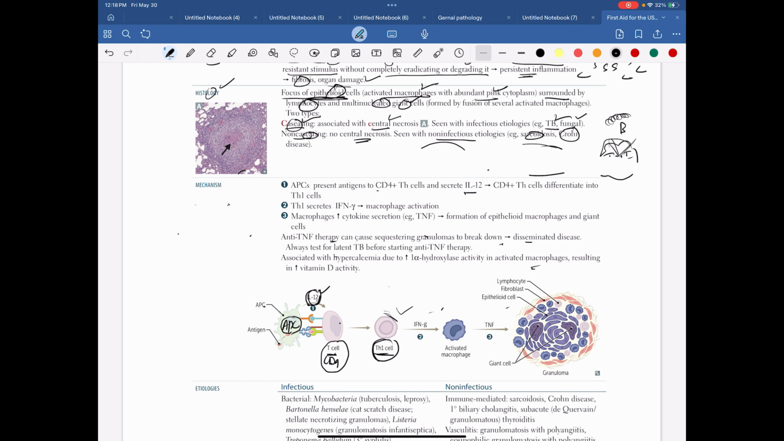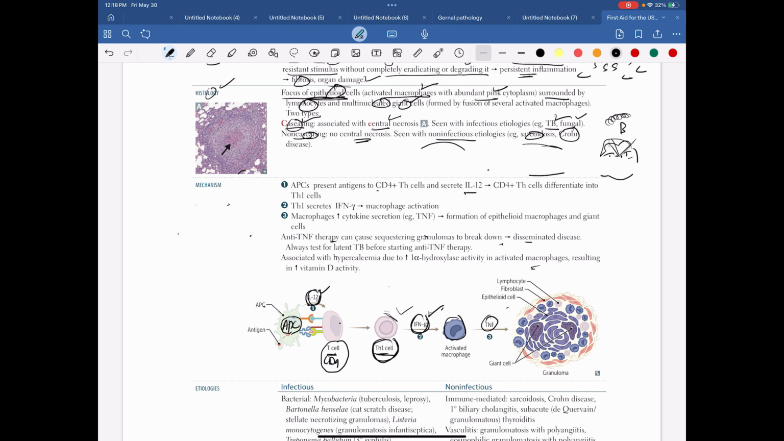And this T helper 1 cell will form gamma interferon. This gamma interferon will go and activate the macrophage. When the macrophages are activated, they will secrete tumor necrosis factor. And when the tumor necrosis factor forms, it will lead to the formation of granuloma. So this is a very, very important point.